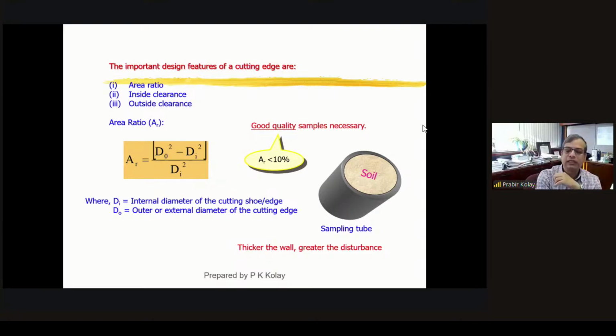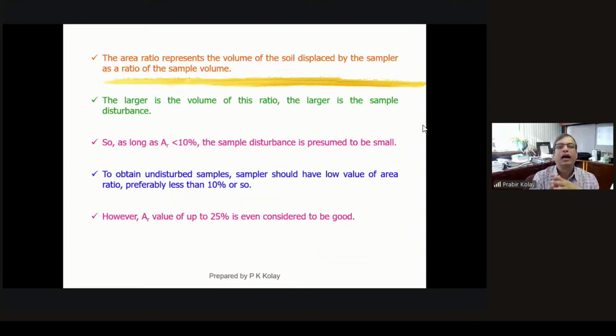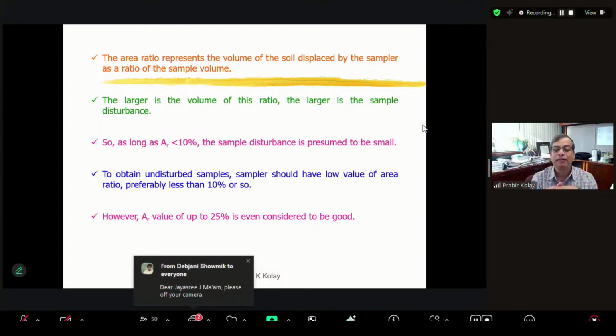The area ratio represents the volume of soil displaced by the sampler as a ratio of the sample volume. The larger the ratio, the larger the sample disturbance. Most of the time, if the area ratio is 10%, it's a very good sample, and sometimes an area ratio up to 25% is even considered good, depending on the situation.